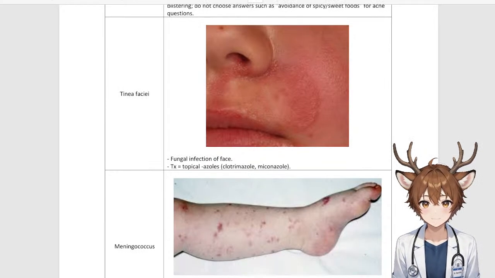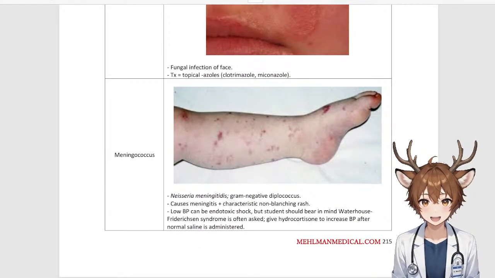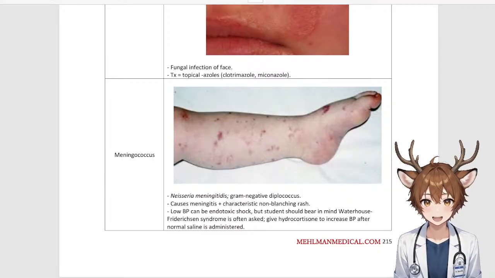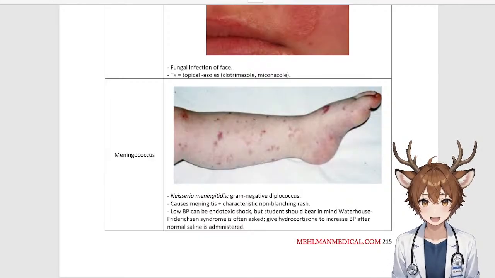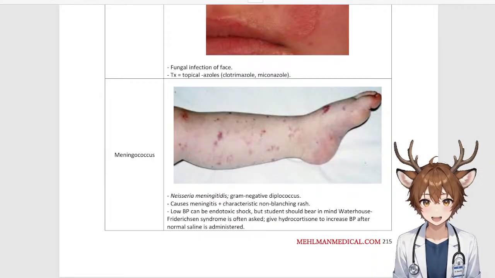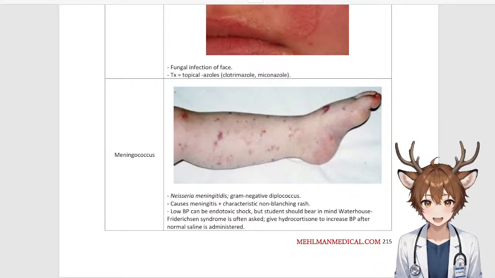Meningococcus. Neisseria meningitidis, gram-negative diplococcus. Causes meningitis plus characteristic non-blanching rash. Low BP can be endotoxic shock, but students should bear in mind Waterhouse-Friderichsen syndrome is often asked, given hydrocortisone to increase the BP after normal saline is administered.